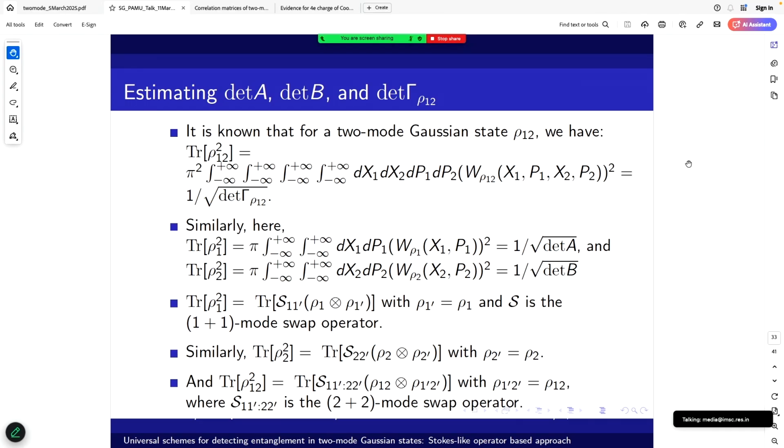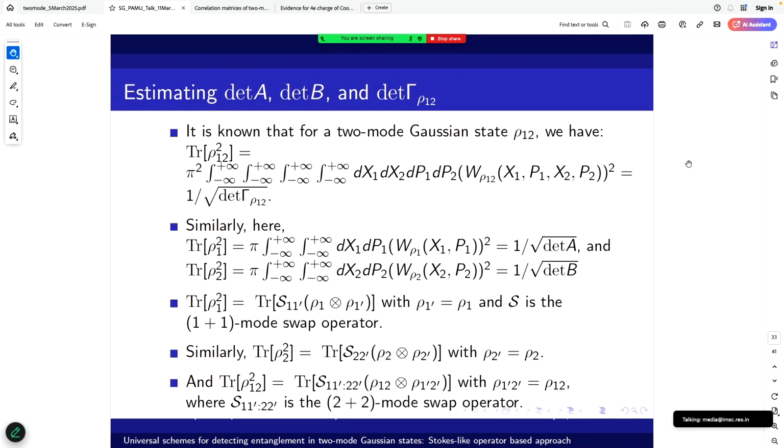So, it is known that for a 2 mode Gaussian state rho 1 2, again this pi square may or may not be there, because we are using a different scaling. So, if I take trace rho square for a mixed state, of course, this is not 1, this is less than 1. If I take trace rho square, this will amount to calculating this integral. You take the Wigner function square and then average it out, that is the trace of rho square, and that will amount to 1 by square root of determinant of gamma, the covariance matrix.